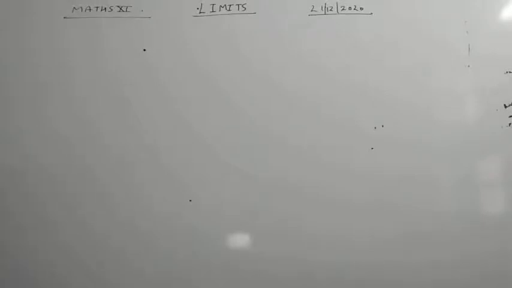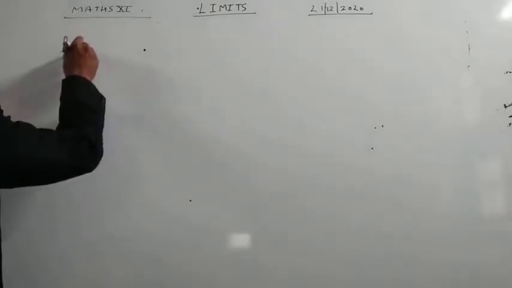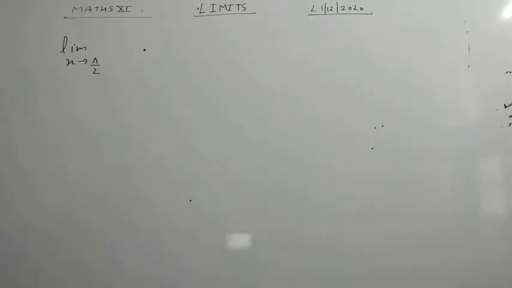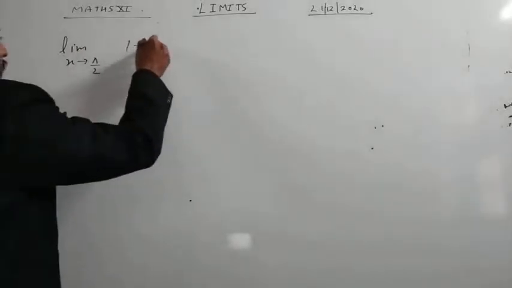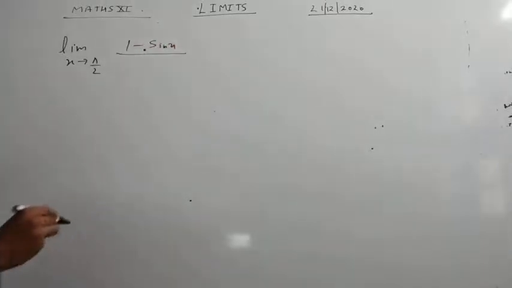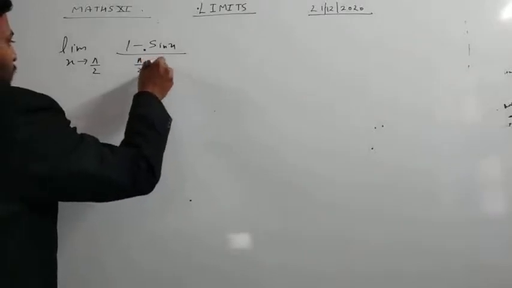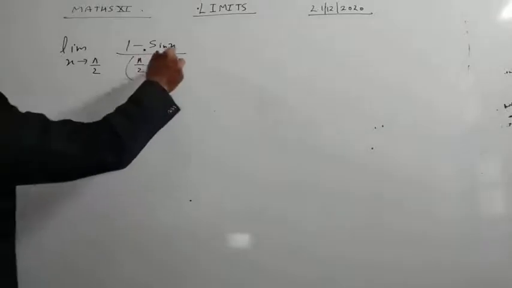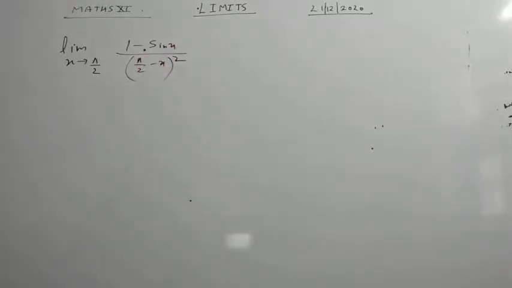Our next question is limit x tends to pi by 2, 1 minus sin x by pi by 2 minus x, whole square. Okay, student. Now, we will suppose x minus pi by 2 is h.